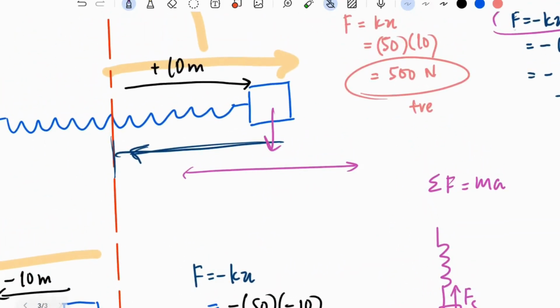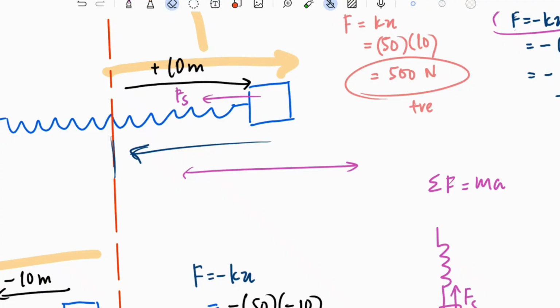There's nothing acting in this direction, but there is a spring force in this direction. Now in this case, we're actually ignoring air resistance. I know you might be thinking, oh, there might be air resistance or a frictional force, but in this case, we are ignoring all that. So we just have our spring force. So what does this mean? Our total force, our net force, is actually our spring force.